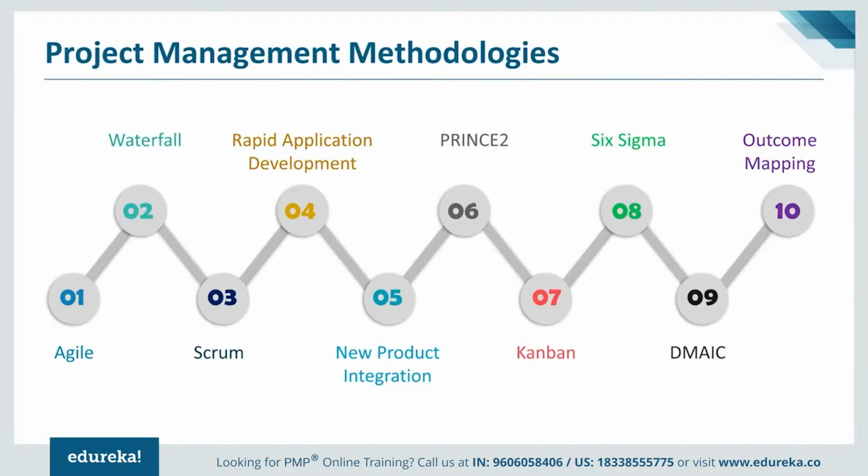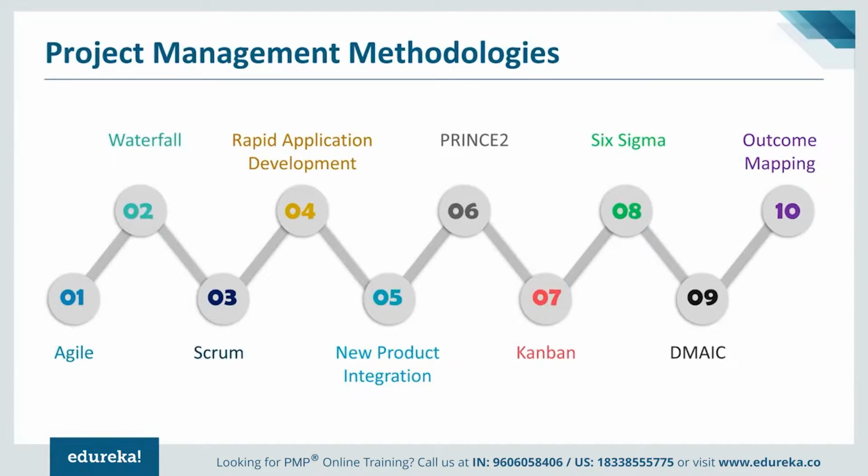DMAIC is one of the methodologies within Six Sigma, which stands for define, measure, analyze, improve, and control. These are the phases within the DMAIC cycle, and when you follow a Six Sigma project, you actually implement the DMAIC cycle. So you would then understand how this whole thing works.